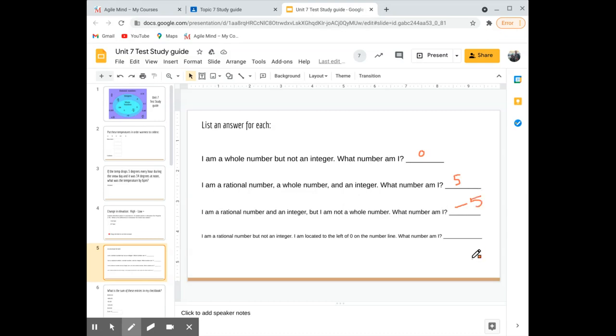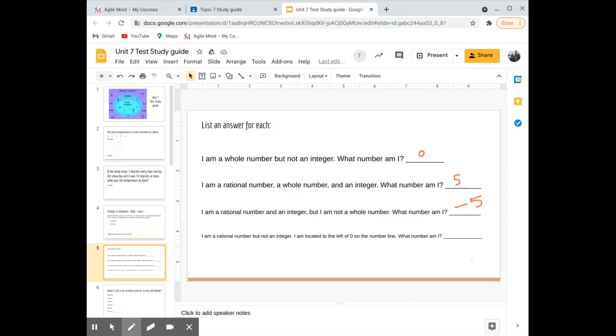I'm a rational number, but not an integer. I am located to the left of 0 on the number line. What number am I? It's gonna be negative. Yeah, it's definitely negative.